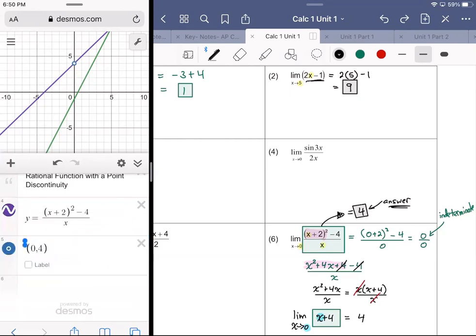All right. So it's a rational function with a point discontinuity, but it has all the hallmarks of a linear function except for that hole. That hole just changes its category. It's not a linear function anymore. But there is a discontinuity.